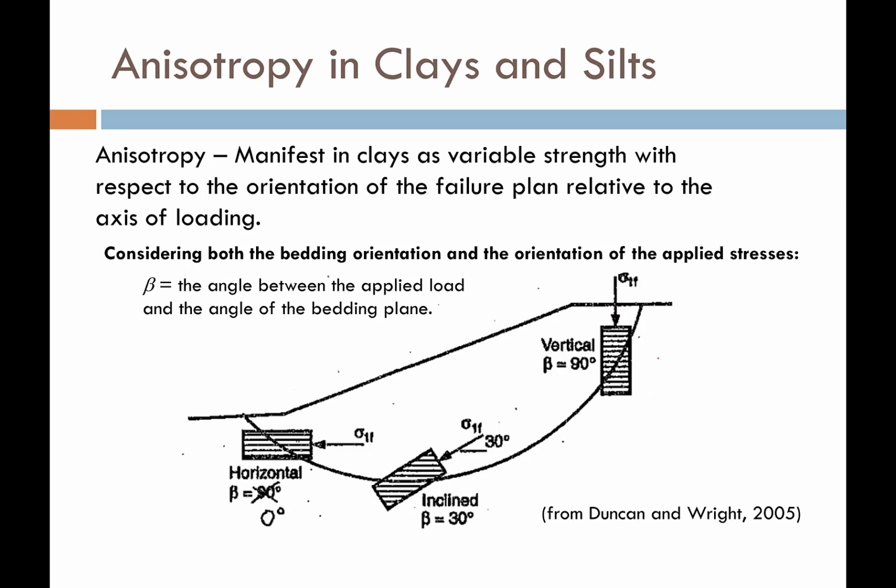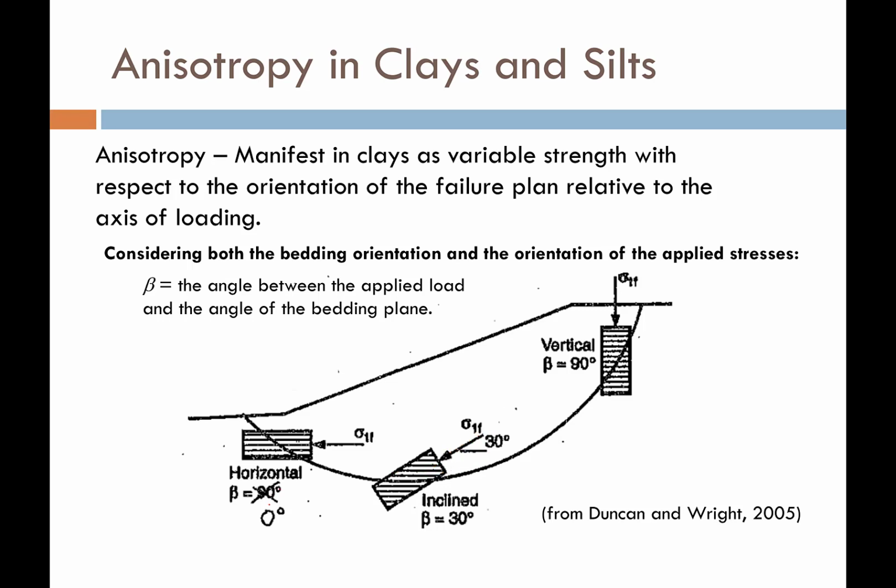And next to each of these conditions, you see a number, an angle labeled beta. And this angle beta is the angle between the applied load on the soil and the angle of the bedding plane. So in other words, here's the angle of the bedding plane. Here's the angle of the applied load. So that angle between them in this case would be 90 degrees. That's why beta is 90. Down here for direct simple shear, there's the angle of the bedding plane. Here's the angle of the loading. So that angle right there would be 30 degrees. So that's why beta is 30 degrees.